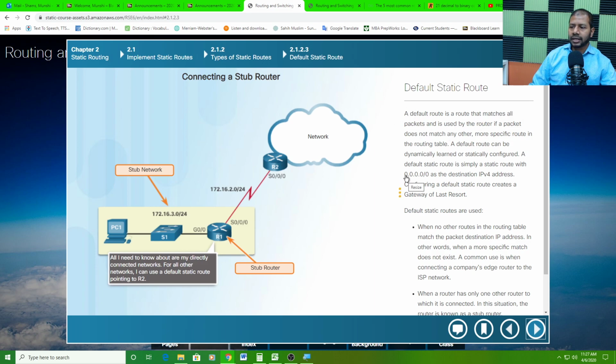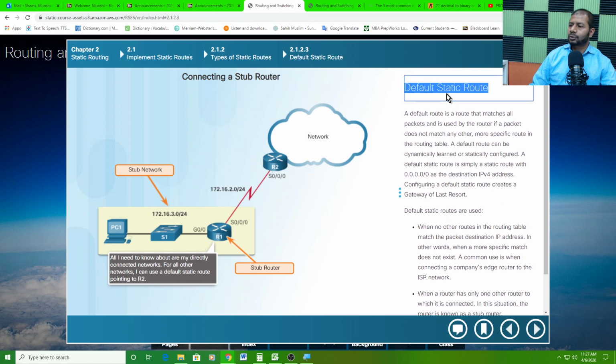And how do we write it? We write it this way: 0.0.0.0. That's the network address, 0.0.0.0 with a zero mask, meaning all networks, every network in the world. For that, R1 has to send all the packets to R2. There's no other path. That's called a default static route.